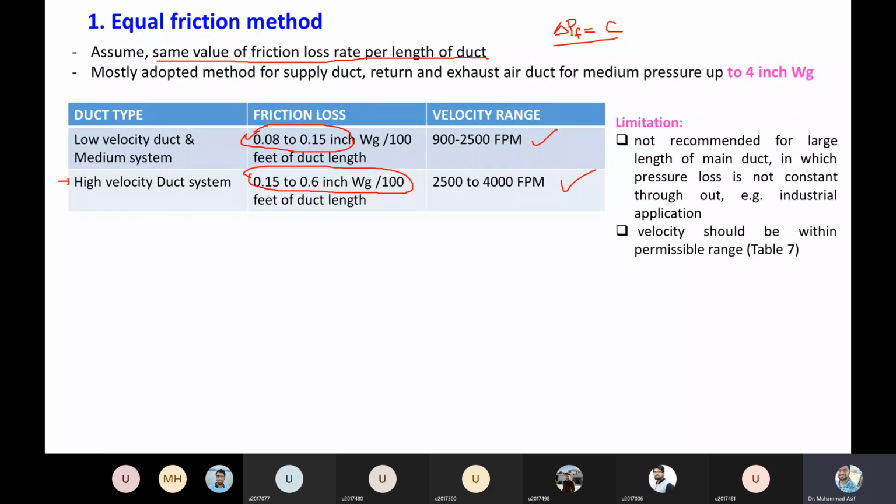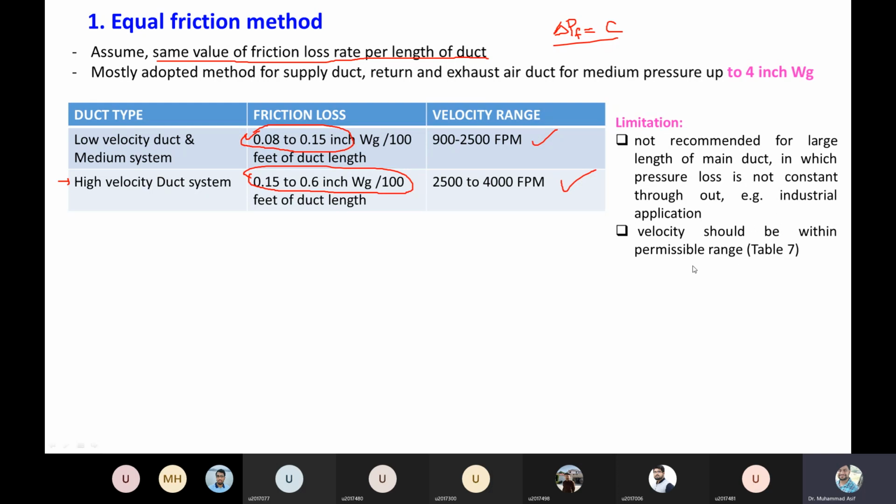Similarly, there is a limitation for this equal friction method. This method is not recommended for a large length of main duct. In industrial applications, normally the length of the main duct is very large, and the pressure loss is not practically constant when the duct length is very large. For short or medium duct lengths, we can assume the pressure loss remains constant, but especially in industrial applications, if the length is very large, then this assumption is not suitable.